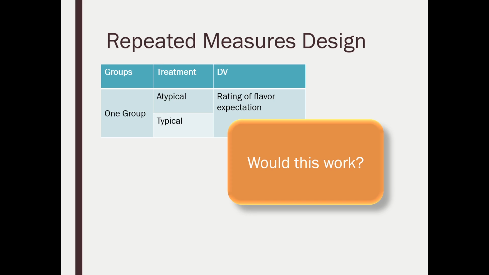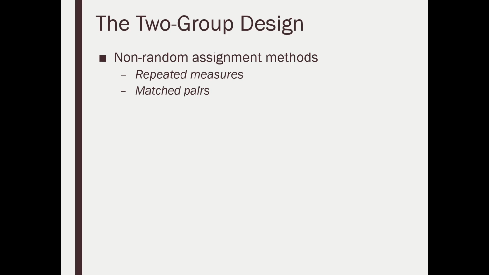The point in belaboring this example is that repeated measures designs do not work for everything. And so while it is a very powerful way of making sure to get rid of any extraneous variables and making sure that the groups start out the same, you can't use it for everything. It doesn't work for everything.